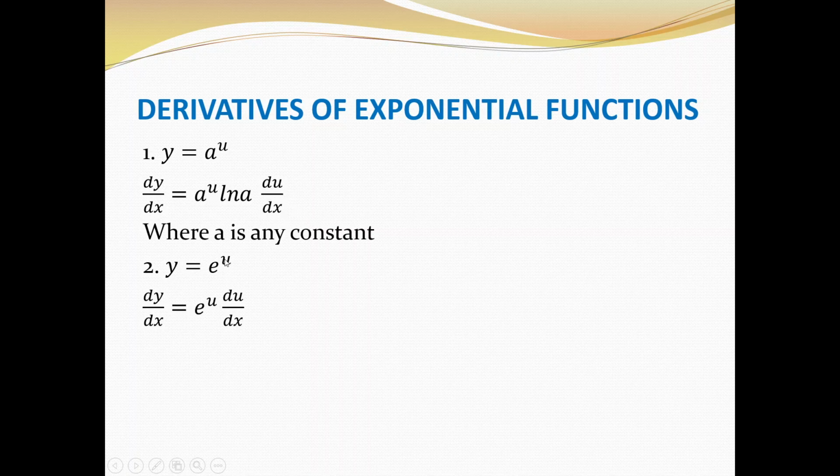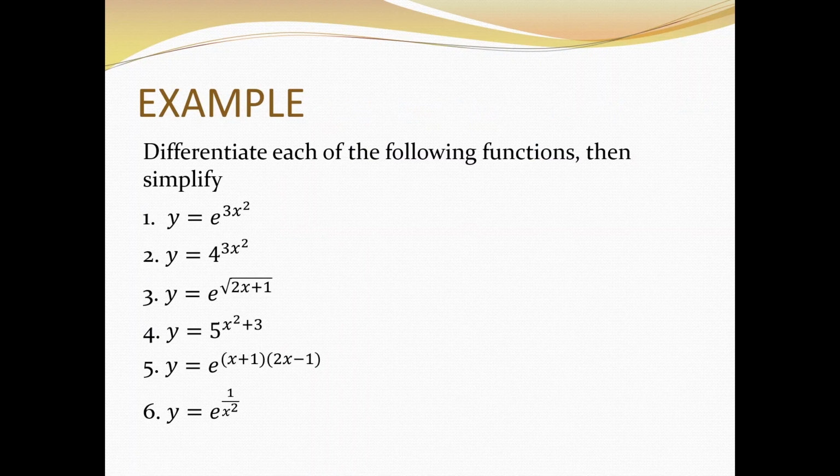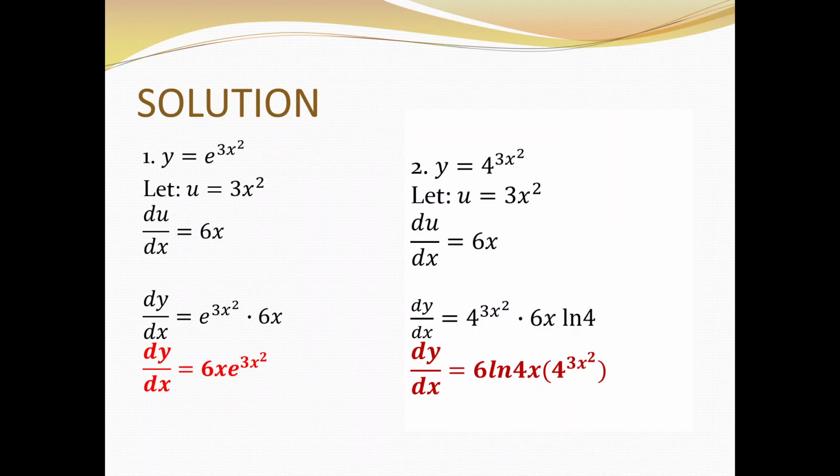Now, when it comes to base e as y equal to e raised to u, then the derivative of this function, the derivative of y with respect to x, is simply e raised to u to be multiplied by the derivative of u with respect to x. So as for our examples, we have these 6 numbers. So let us try the first example.